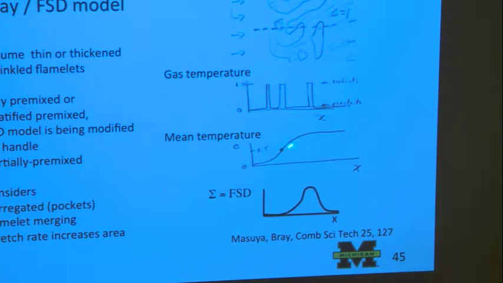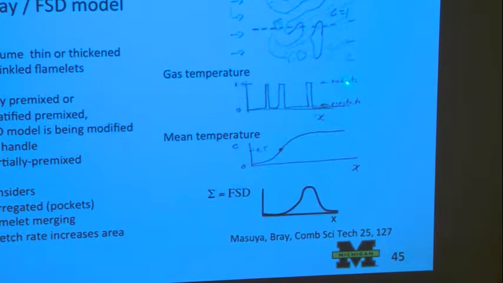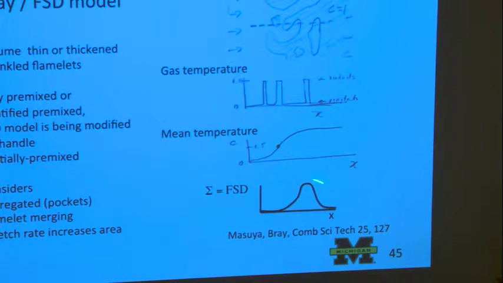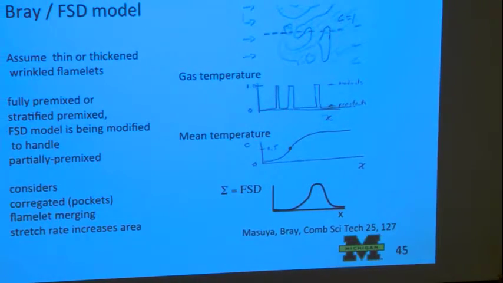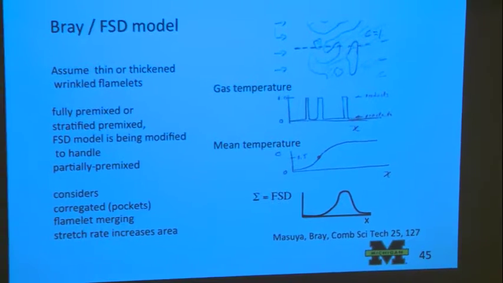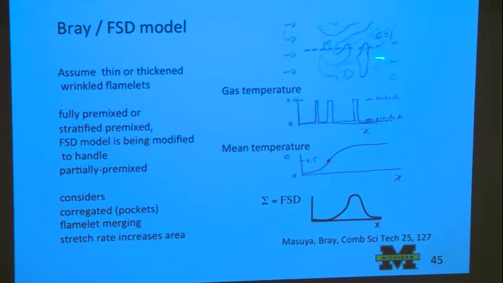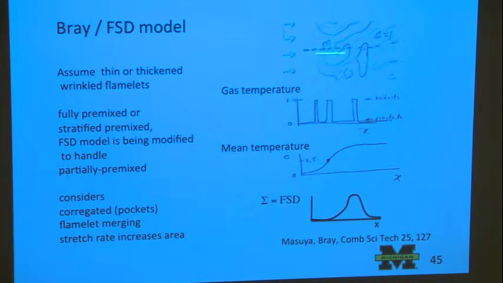But the mean temperature just tells you the probability that either reactants or products are present. So if the mean temperature is halfway between 0 and 1, that means 50% of the time it's reactants and 50% products. And then the flame surface density is what we discussed earlier. It's the probability the flamelet is in the little box that you're drawing at a given point. And there'll be a higher probability of seeing flamelets here than over here or over here. And so this flame surface density probability is a curve like this.